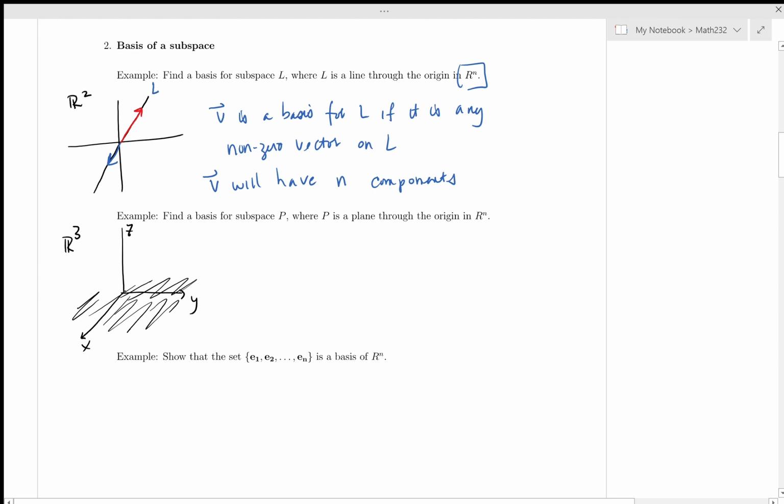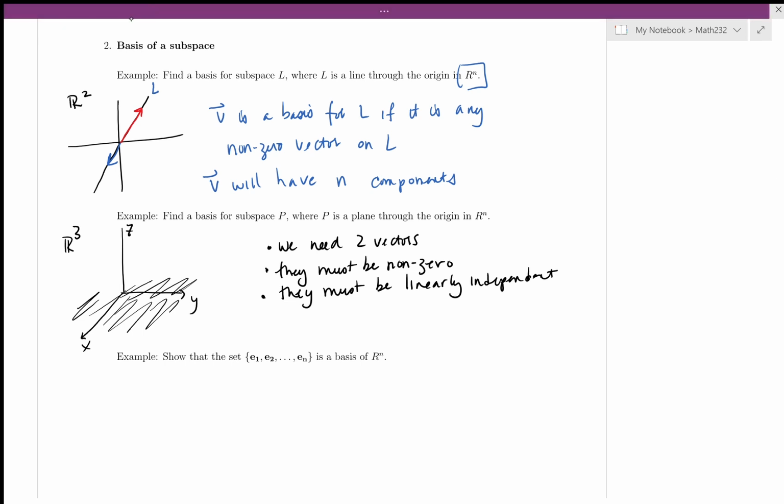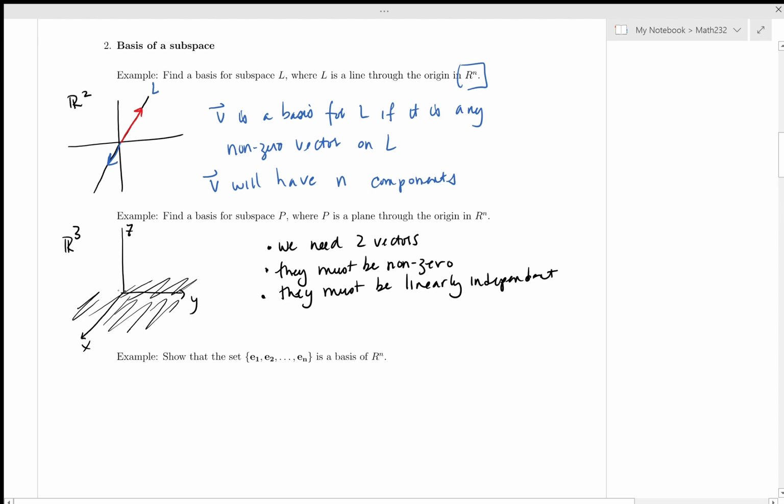So the plane is a two-dimensional thing. What do we need to span it? We need two vectors. They must be non-zero. One won't be enough. They must be linearly independent. It's no use picking one vector that is a scalar multiple of another. We don't gain anything that way. So for example, we could pick two vectors like this. We could have v2 along here, and v1 along here, and then those two vectors would span the xy plane.